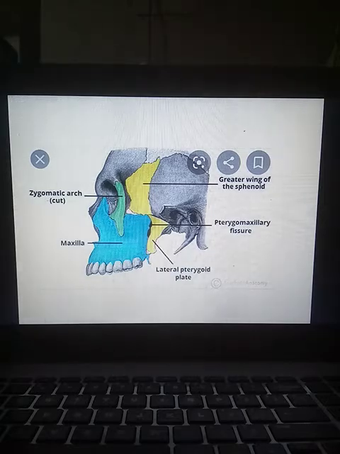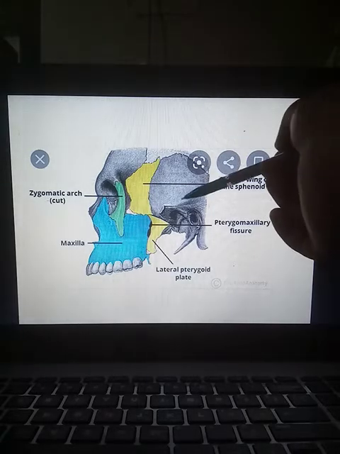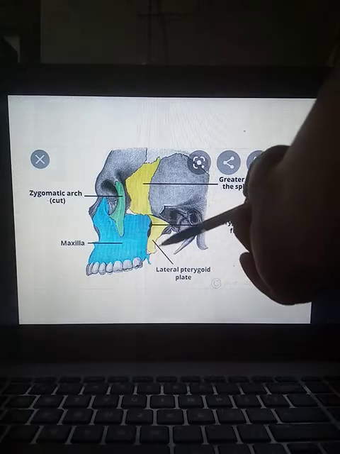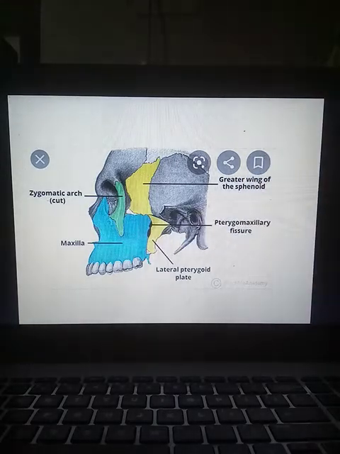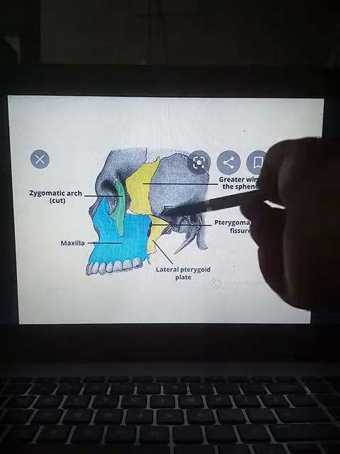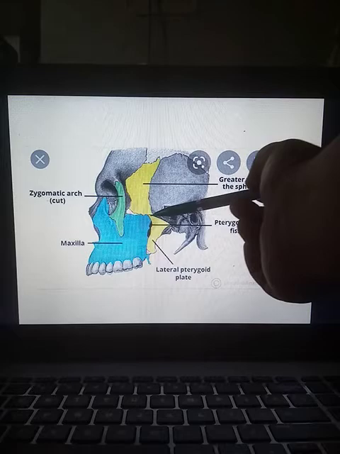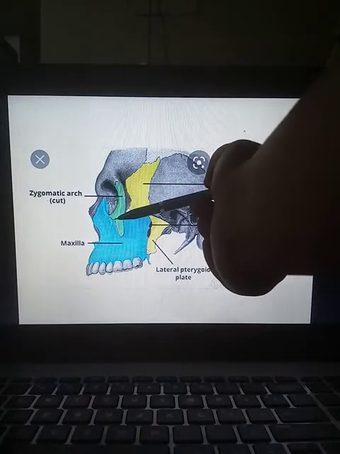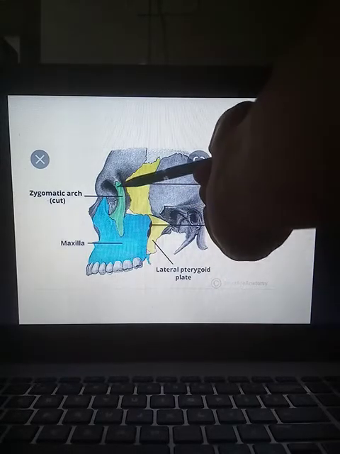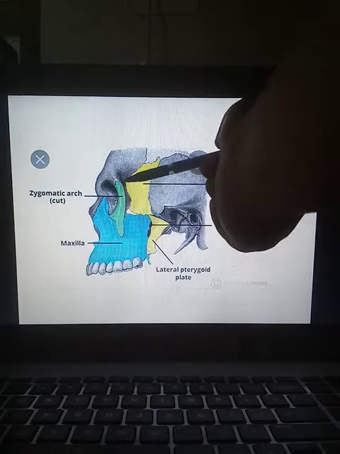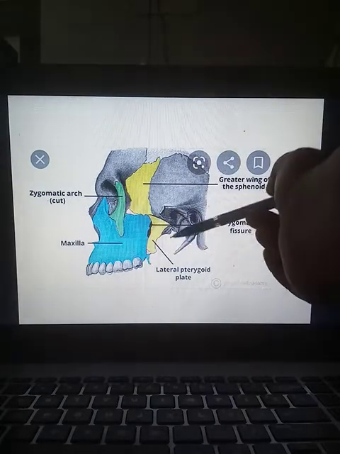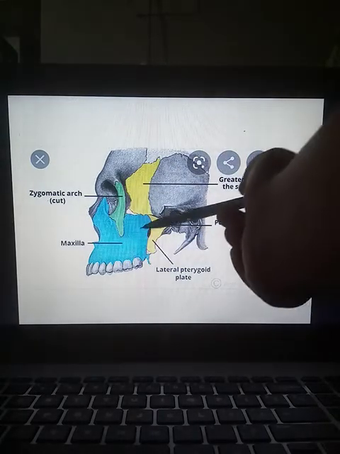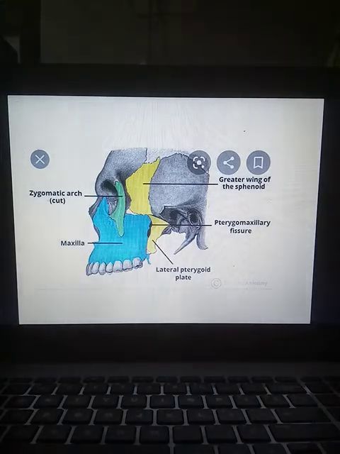Now it is infra. Infra means beneath. If you have the temporal bone here, beneath here you will be having your infratemporal fossa. Here you have a bone that is called the zygomatic arch. This is your zygomatic arch. The infratemporal fossa is here, just below the zygomatic arch. So how is it formed?